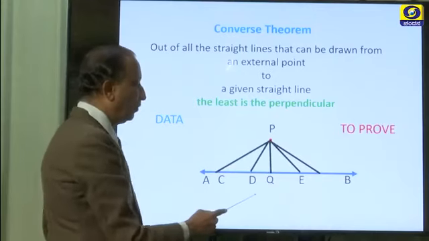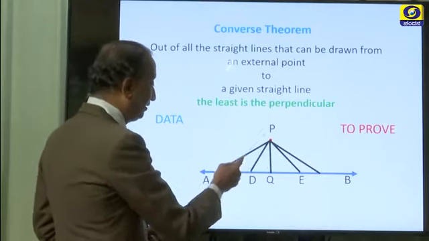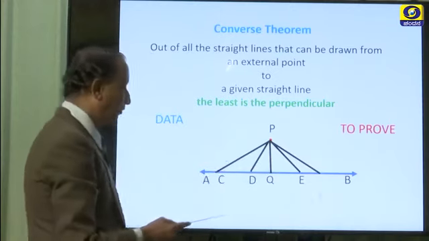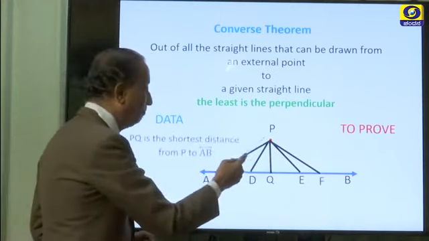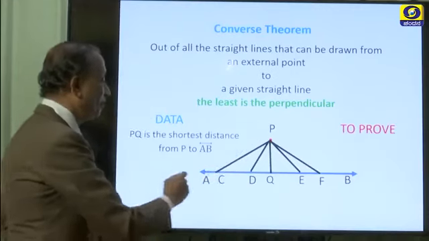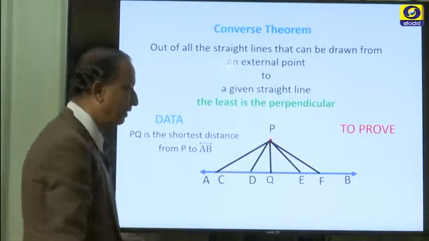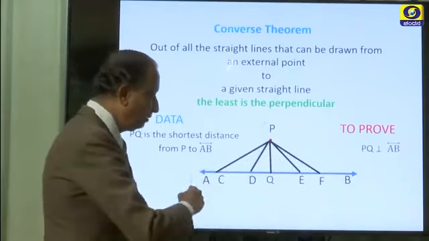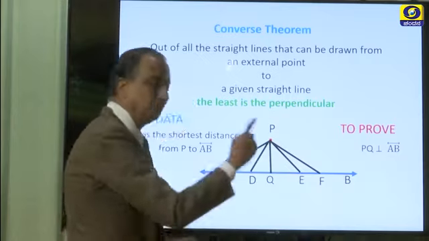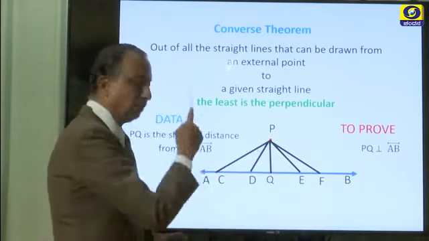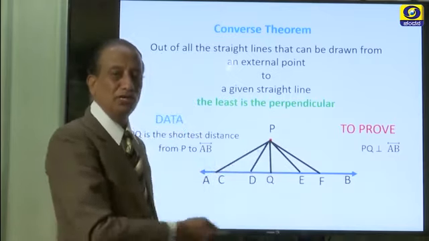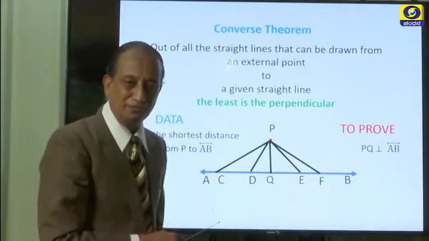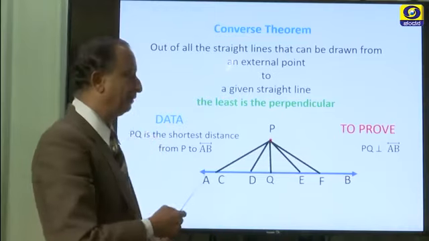We want to know that this shortest distance PQ, let us suppose that PQ is the shortest distance from P to AB. If PQ is the shortest distance from P to AB, then definitely that shortest distance will be at right angles to the straight line AB. And this one we are going to make use of in order to prove that the radius and the tangent at the point of contact are perpendicular to each other.